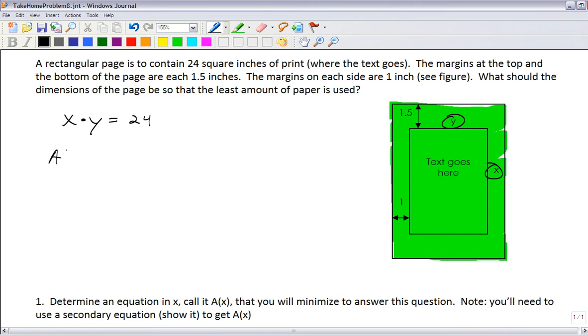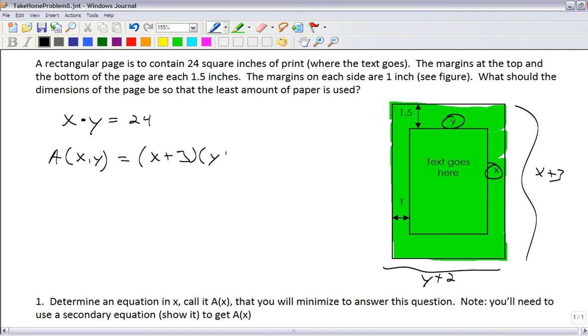So let's say it was like area as a function of x and y would look like, let's see, this whole length here, that's x plus 3, and this is y plus 2. So it's x plus 3 by y plus 2. And you can rewrite that formula if you use the fact that x times y is 24, which also means that y is 24 over x. You can write this area formula just so it's a function of x. So you got x plus 3 times 24 over x plus 2.